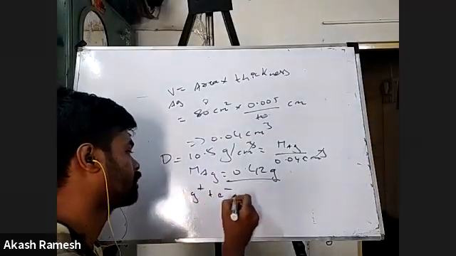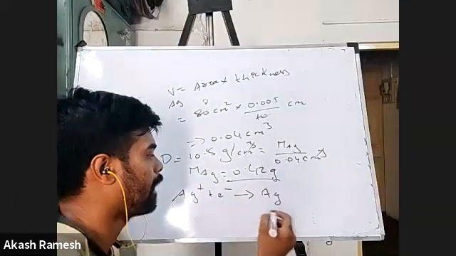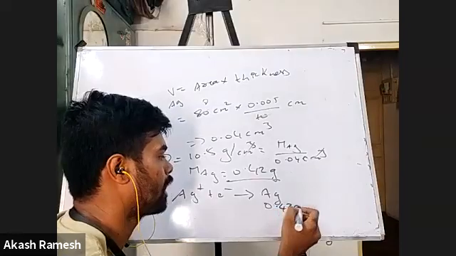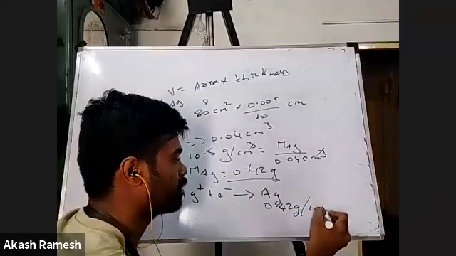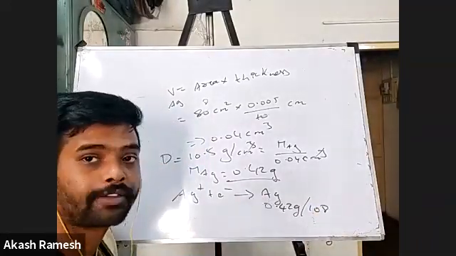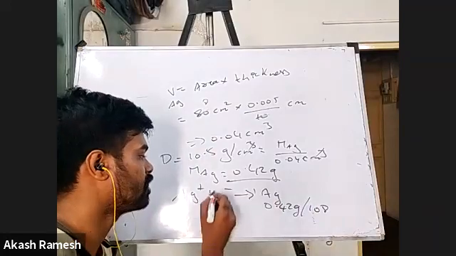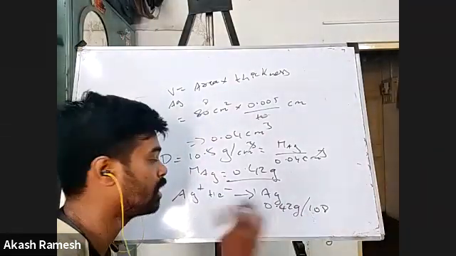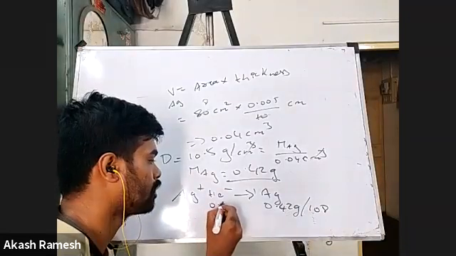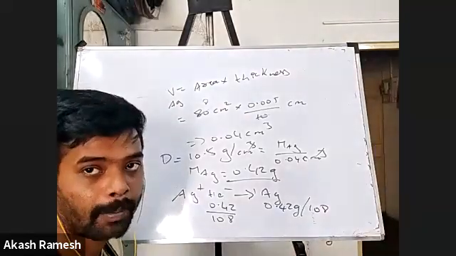Ag plus accepts an electron to form Ag. So I know the mass, that is 0.42 grams. If I divide by 108, that will be the number of moles of Ag formed. If you look at the stoichiometry, 1 mole of Ag requires 1 mole of electron. So this many moles of Ag means this many moles of electron: 0.42 divided by 108 is the number of moles of electron.